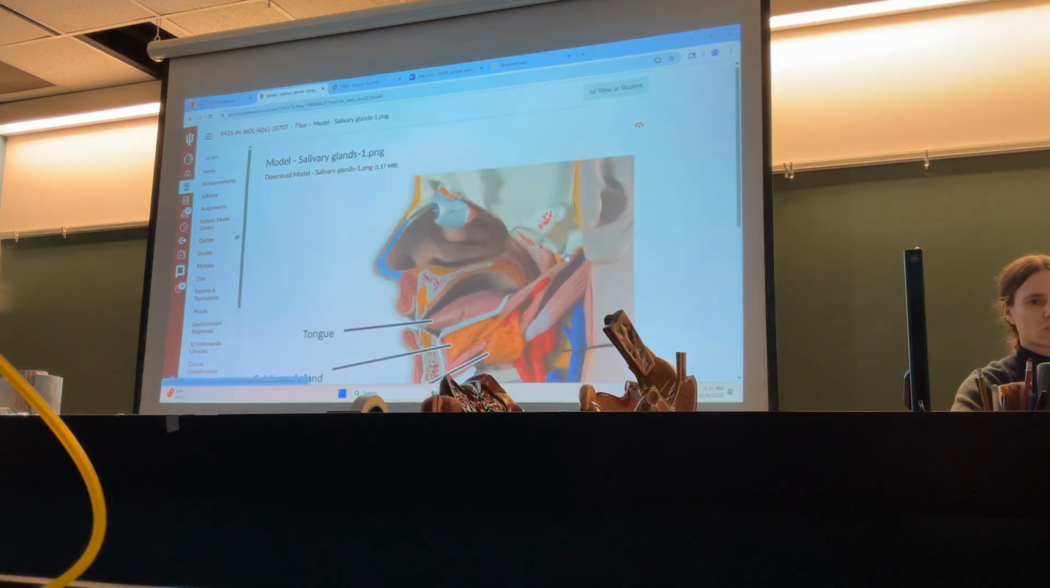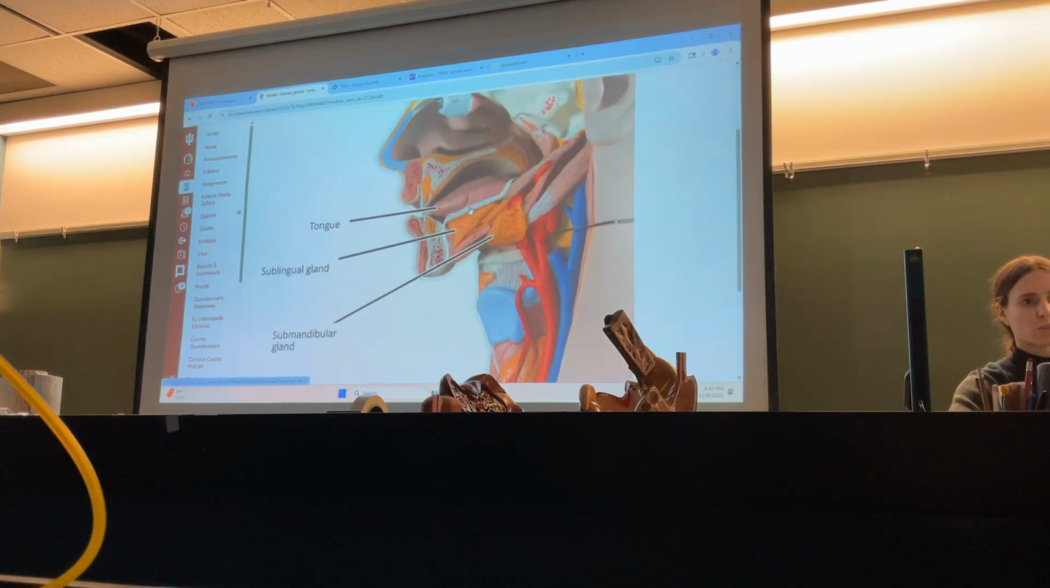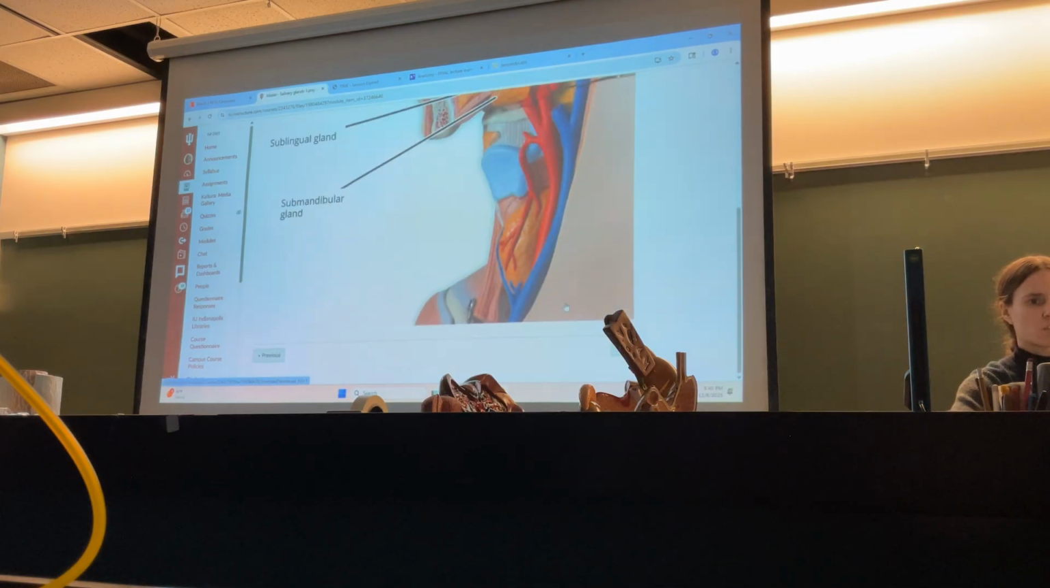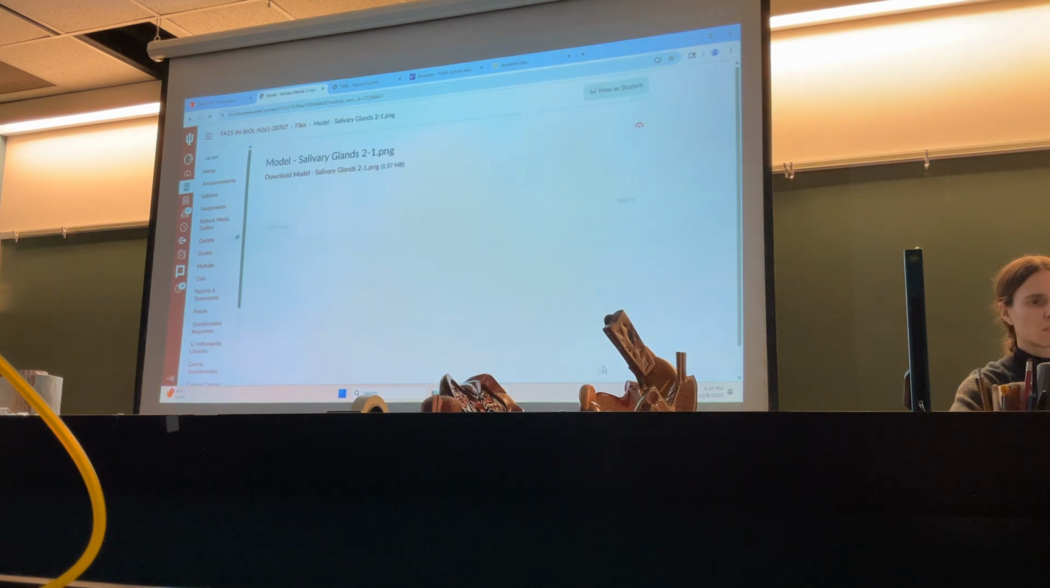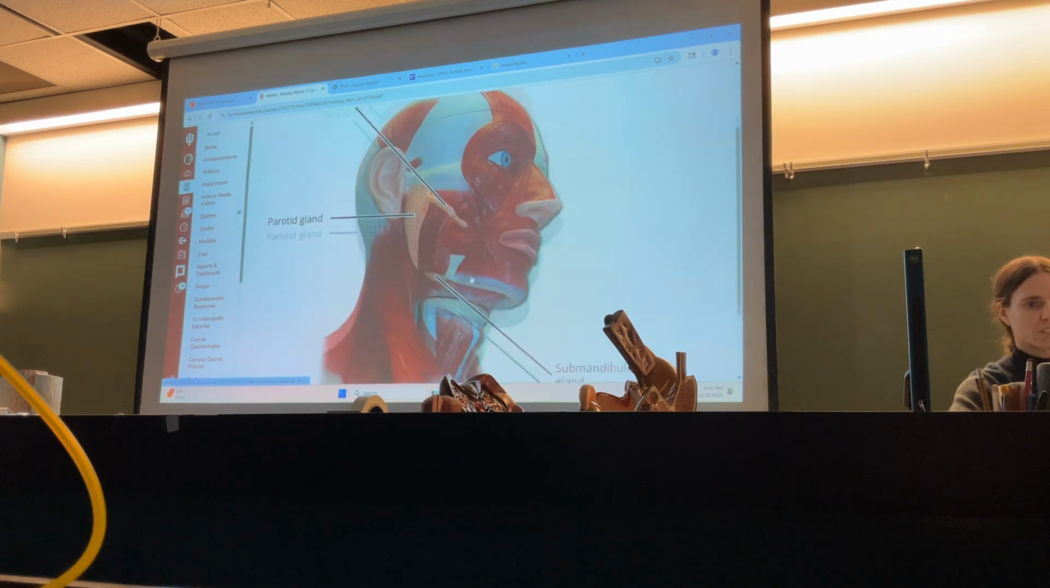One thing I didn't go over was salivary glands. Sublingual is going to be directly beneath the tongue here. Submandibular, think there's our mandibular bone, so that's going to be our submandibular gland. Parotid is not shown here. There's a parotid gland, parotid duct.